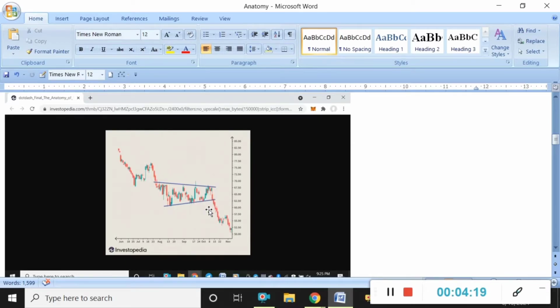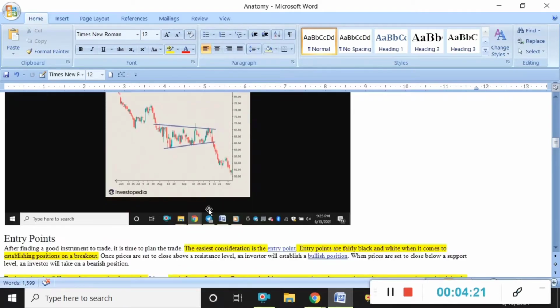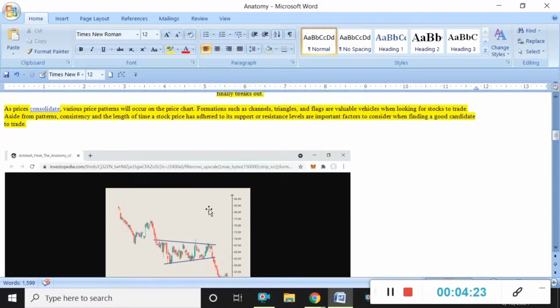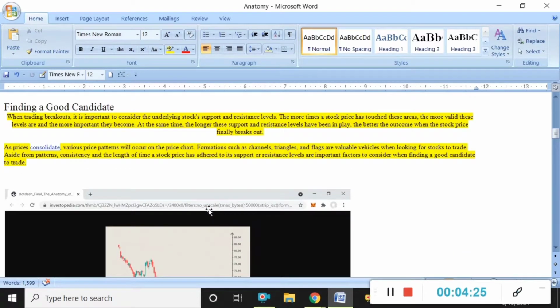Various price patterns will occur on the price chart. Formations such as channels, triangles, and flags are valuable vehicles when looking for stocks to trade. Aside from patterns, consistency and the length of time a stock price has adhered to its support or resistance levels are important factors to consider when finding a good candidate to trade.